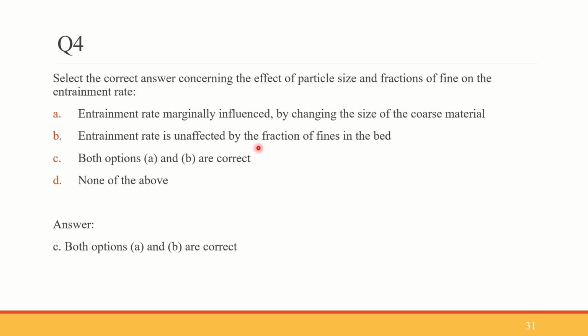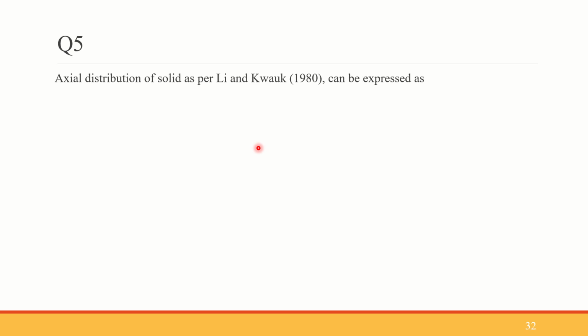Now we'll go to question 5. In question 5, axial distribution of solid as per Lee and Kwauk 1980 can be expressed as dash. Option A, epsilon s minus epsilon s star divided by epsilon sd minus epsilon s star is equal to exponential of minus z minus zi into z naught. Option B, the same ratio is equal to exponential of minus z plus zi divided by z naught.